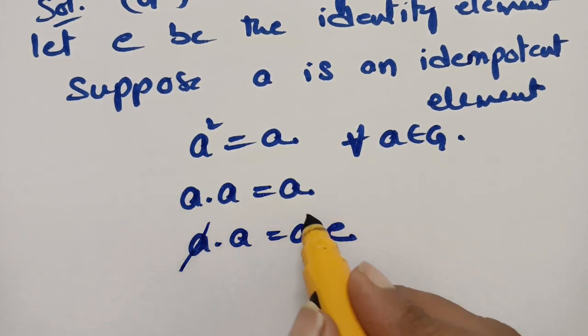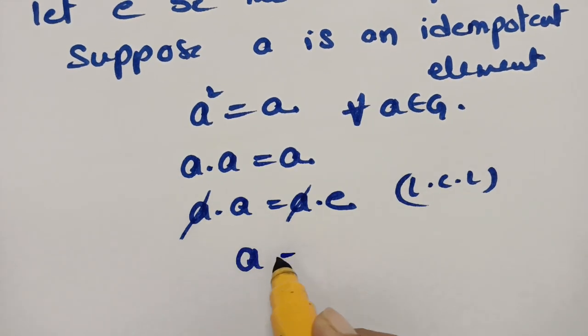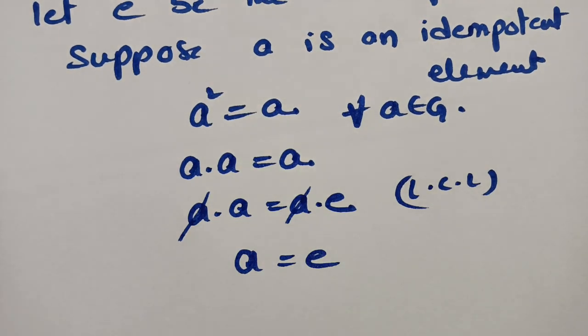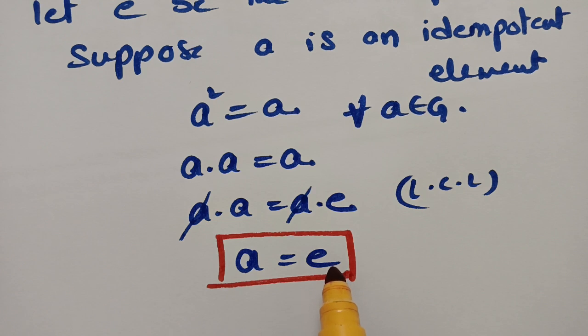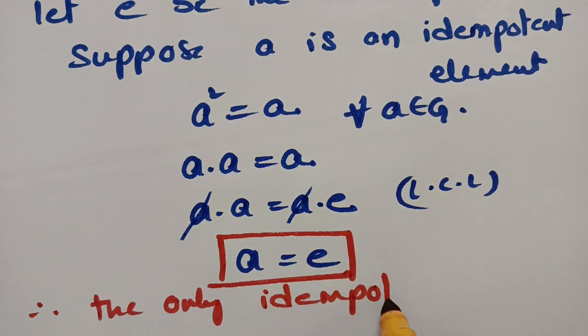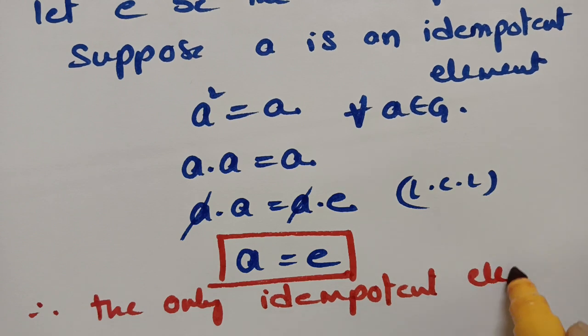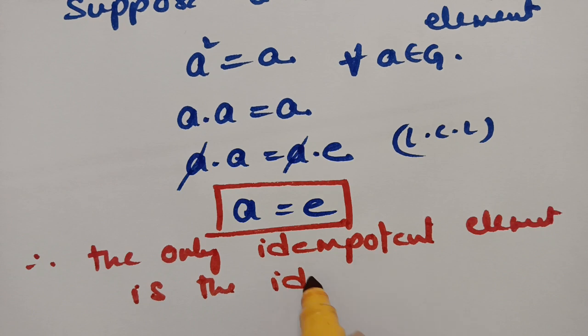So according to the left cancellation law, A value is equal to E. So if A value is equal to E, then we say that A is an idempotent element, E is the identity element. Therefore, the only idempotent element is the identity element.